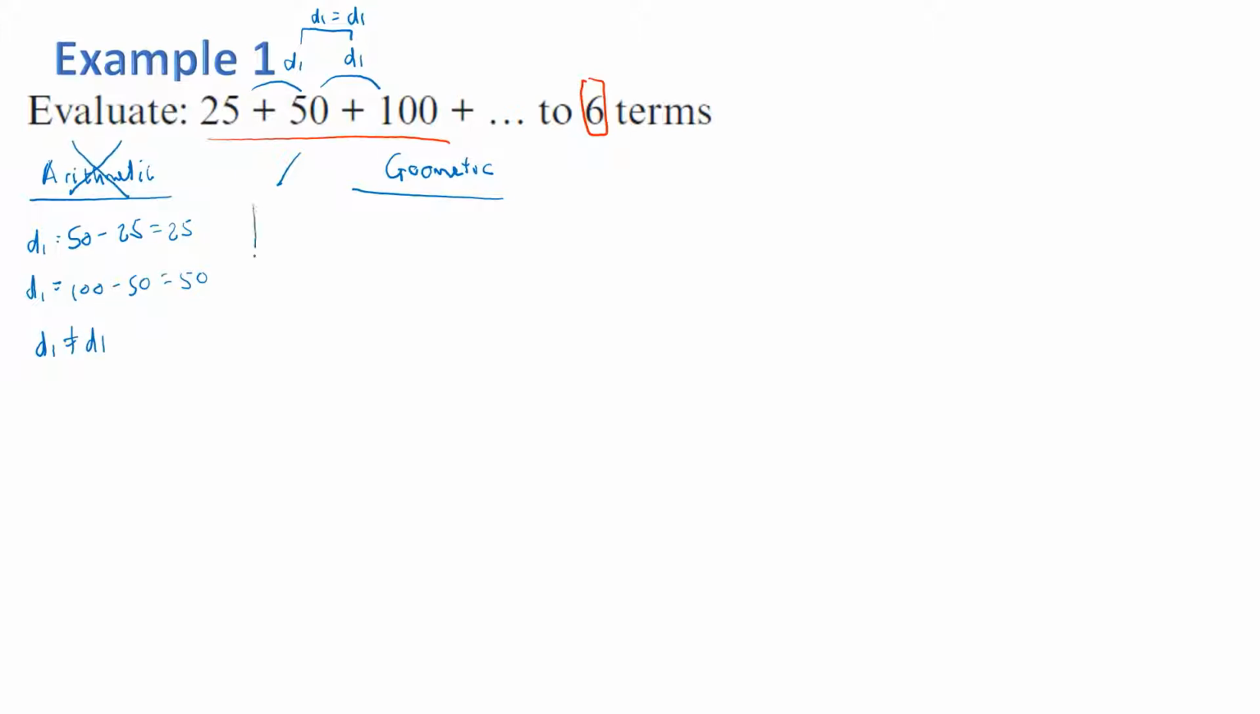For geometric, we need to calculate the ratio between the terms. So a ratio here, R1 and R2. R1 equals 50 divided by 25. That's 2. And R2 equals 100 divided by 50. That's 2. Written both really badly. But the point is, R1 equals R2. And so we know this is a geometric series.